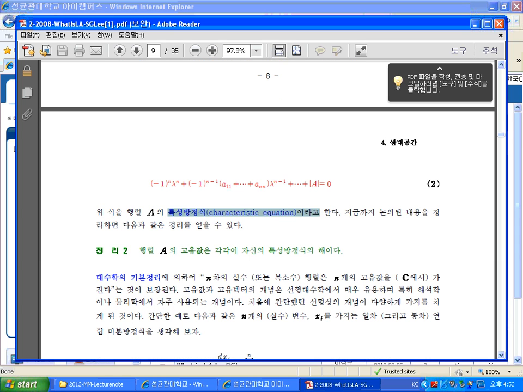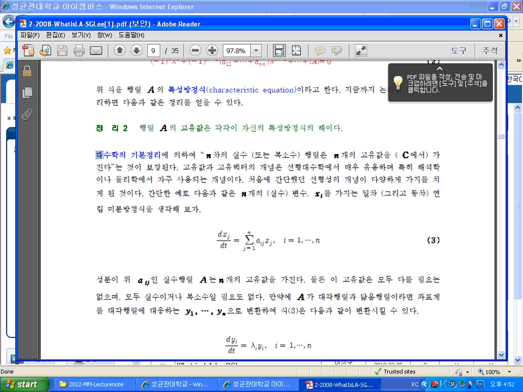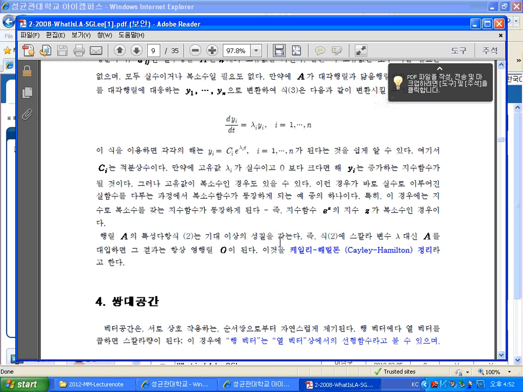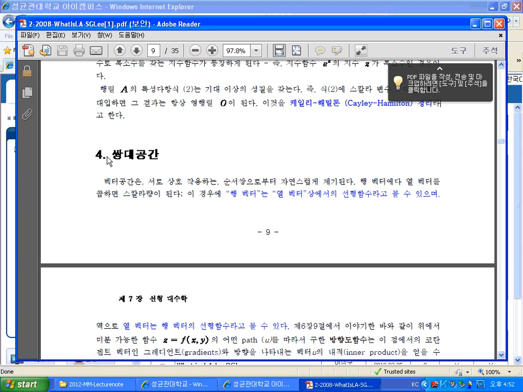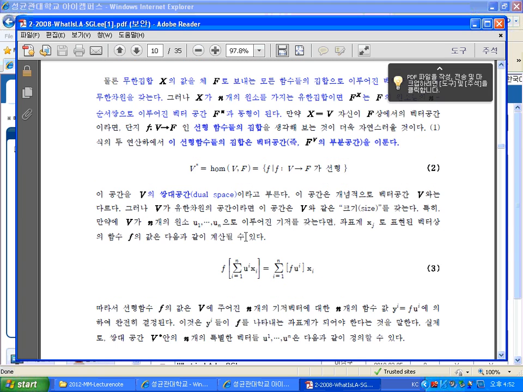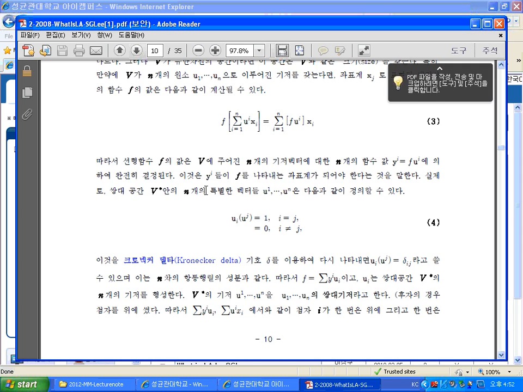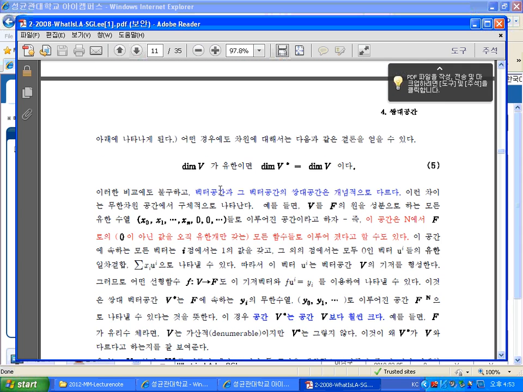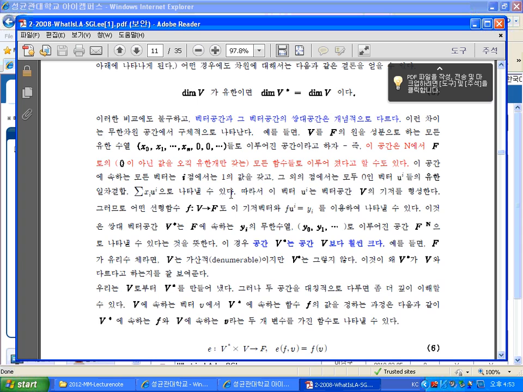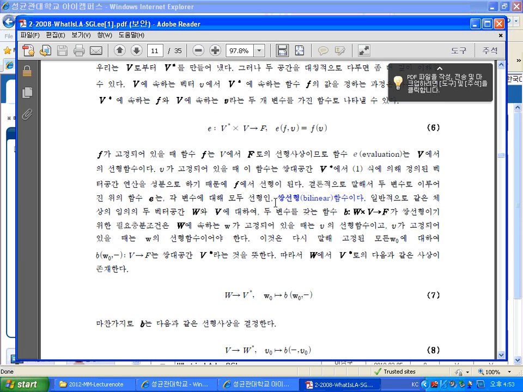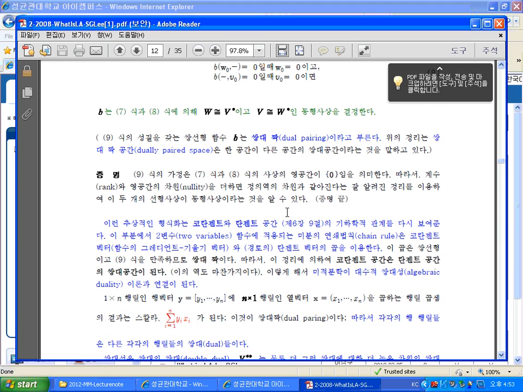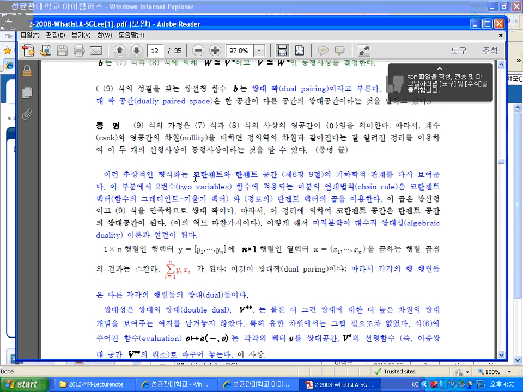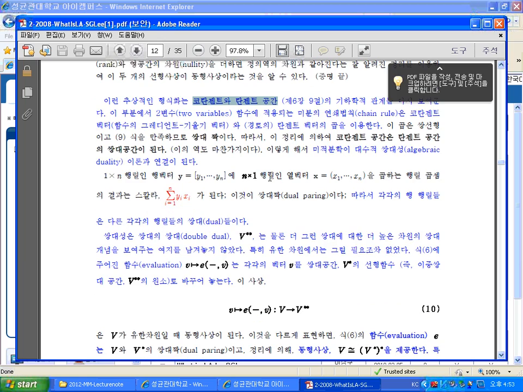And also, characteristic equation and fundamental theorem of algebra, and Cayley-Hamilton theorem, and dual spaces, and bilinear functions, and tangent space and cotangent space.